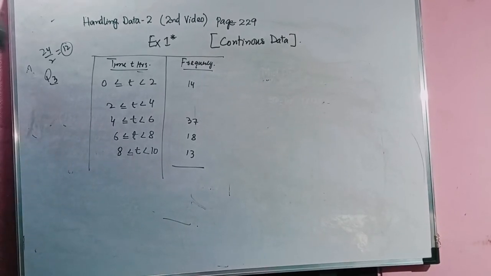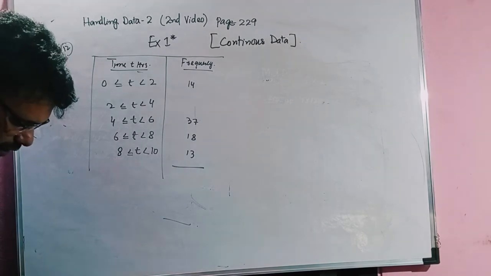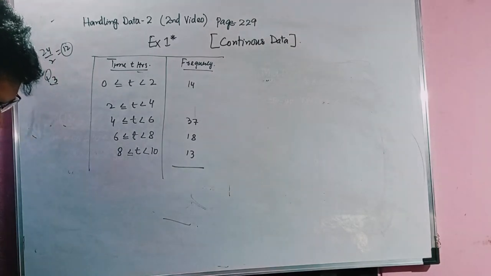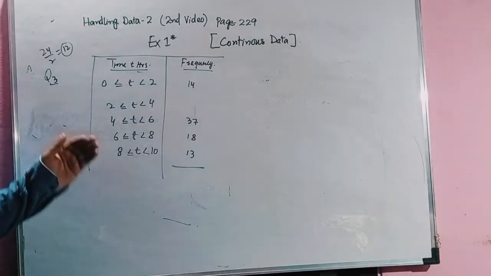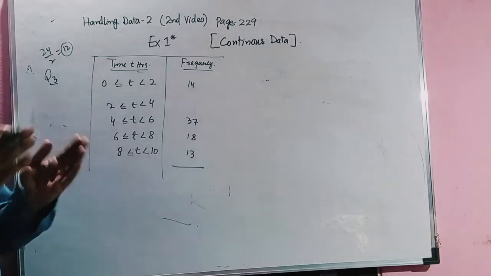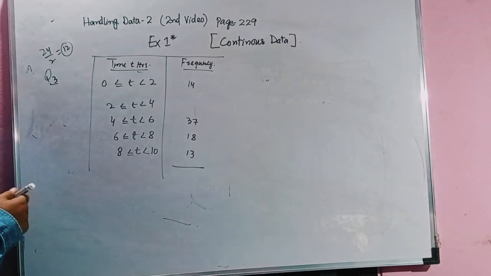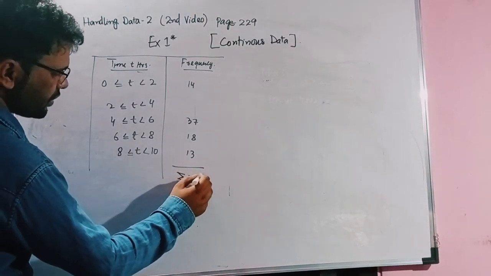Now look at question number 3 from the same exercise. You can see there is a frequency table showing the time per week spent by 100 teenagers. What is the total number of data, the total number of values? That's 100. So I can say the total frequency will be 100. That's sigma f is equal to 100.